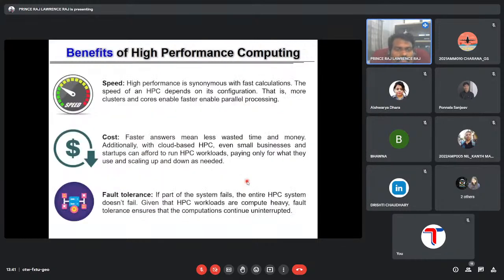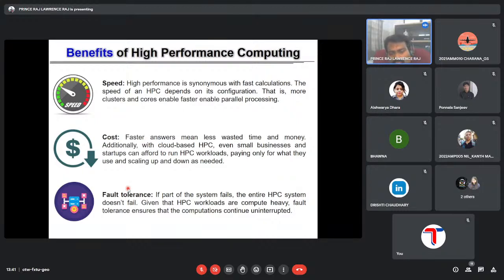Now, what is the benefit? Let's talk about what benefits we have if I'm using high performance computing. First, speed. I can finish my calculations as soon as possible. Then cost. I can reduce the computational cost because I'm reducing the time. Money is connected with time, so my cost will always be reduced.